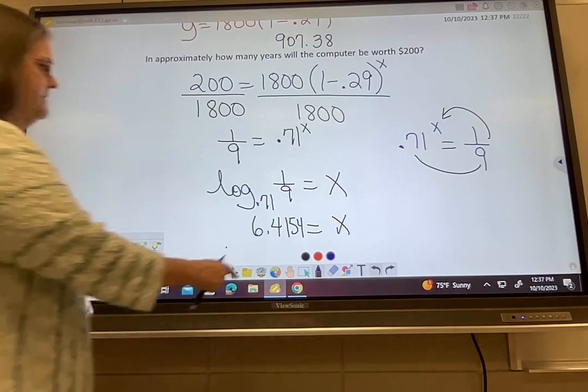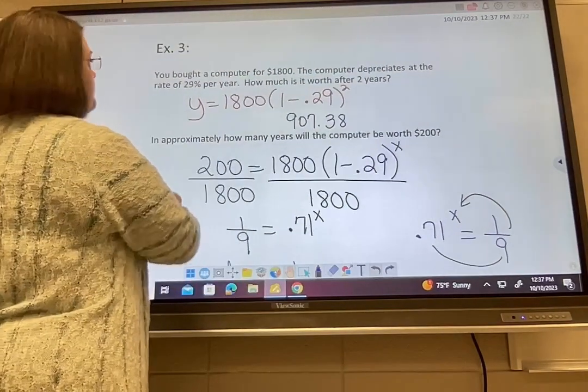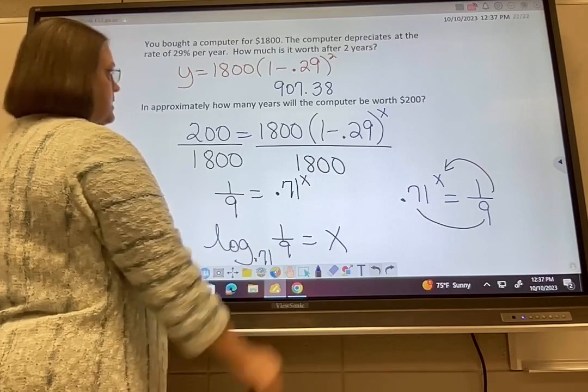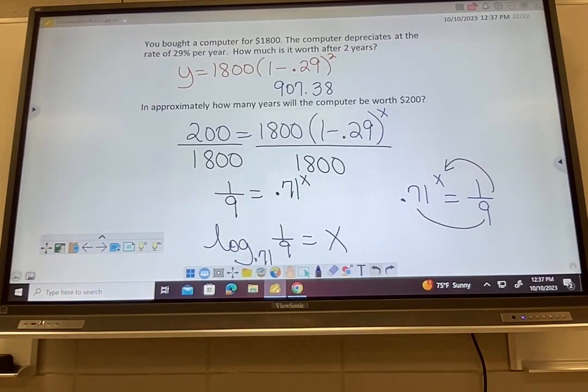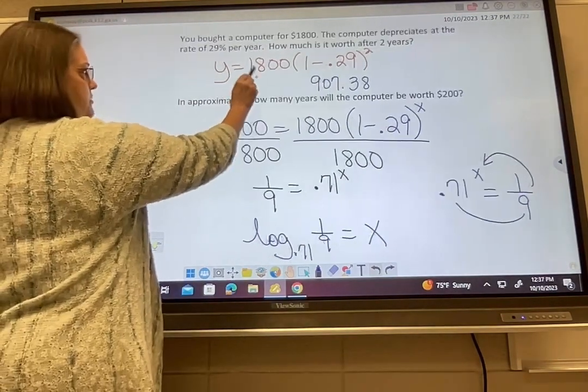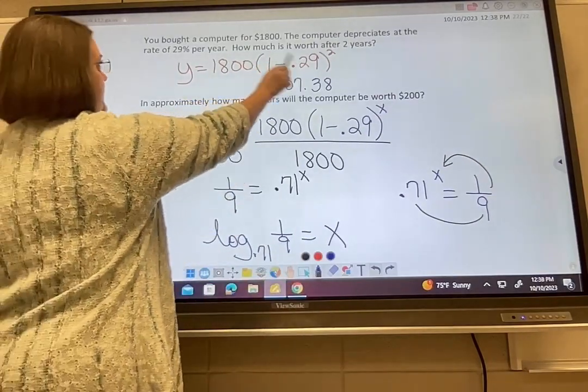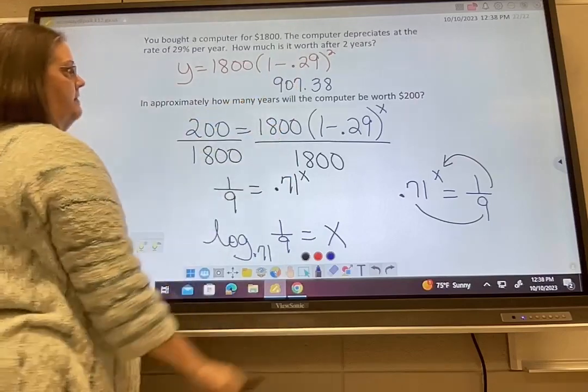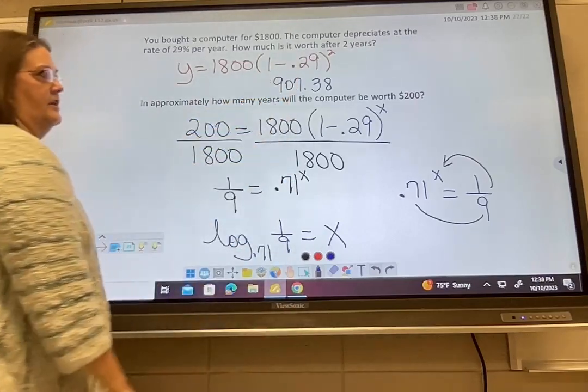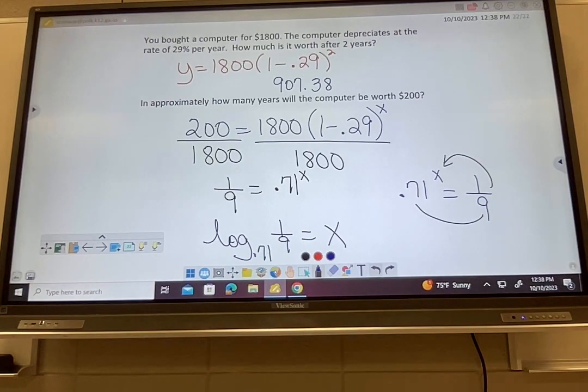And this is our last example. Let me move it down. It's a little bit longer problem. You bought a computer for $1,800. The computer depreciates. That means this one's going to have a minus sign. At the rate of 29% per year, how much is it worth after 2 years? Your initial amount was that $1,800. And you do 1 minus 0.29 to the second power. That gives you, it's worth after 2 years about $907.38.